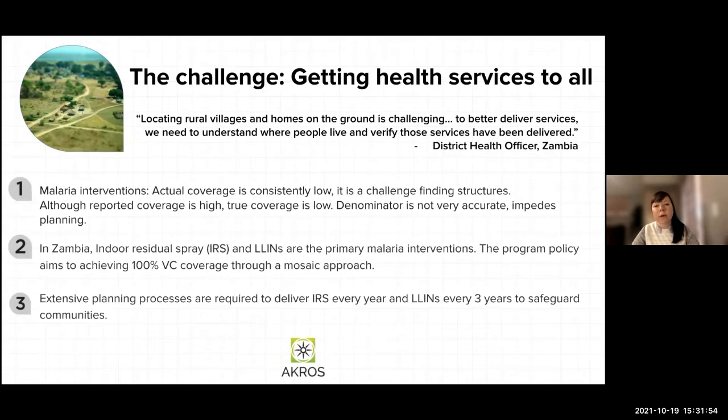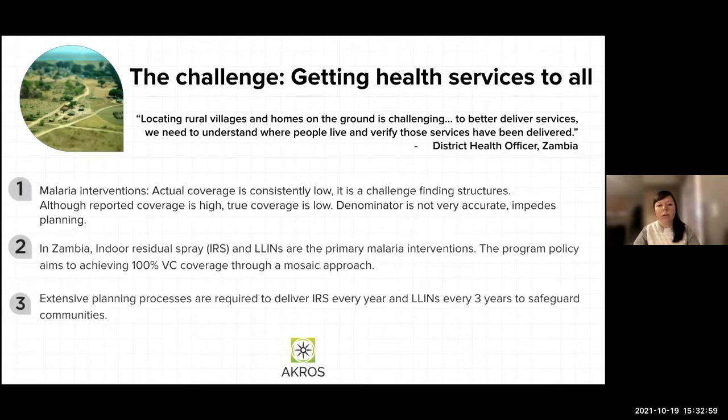So let's start with a little bit about malaria interventions. More or less, there are two primary interventions that are being used in many of the malaria countries: indoor residual spray and LLINs, or long-lasting insecticide-treated nets. These are typically used in combination to achieve as close as possible to 100% vector control, through what might be considered a mosaic approach. When these malaria interventions are delivered, what we're finding is that the actual coverage is consistently low. There's a challenge in finding the structures, understanding what the denominator is, i.e. the true population. And if we can't understand where people are living, it's extremely challenging to get these interventions to those individuals. So in order to deliver this mosaic vector control approach, or really any household or community-based intervention, an extensive planning process is necessary.